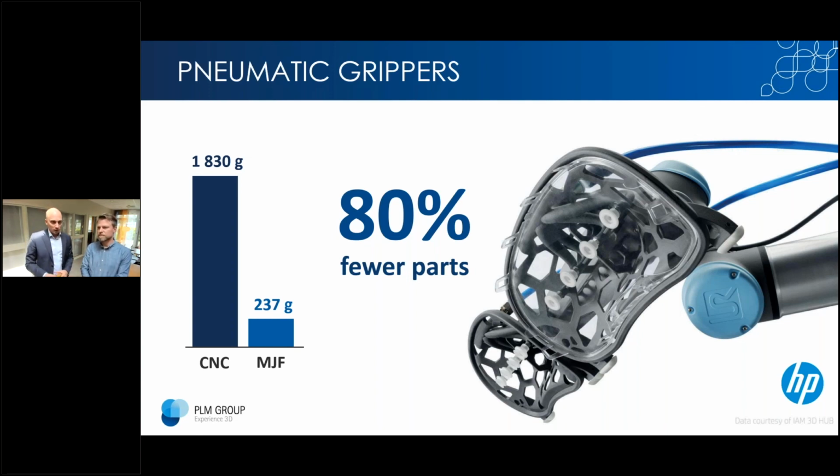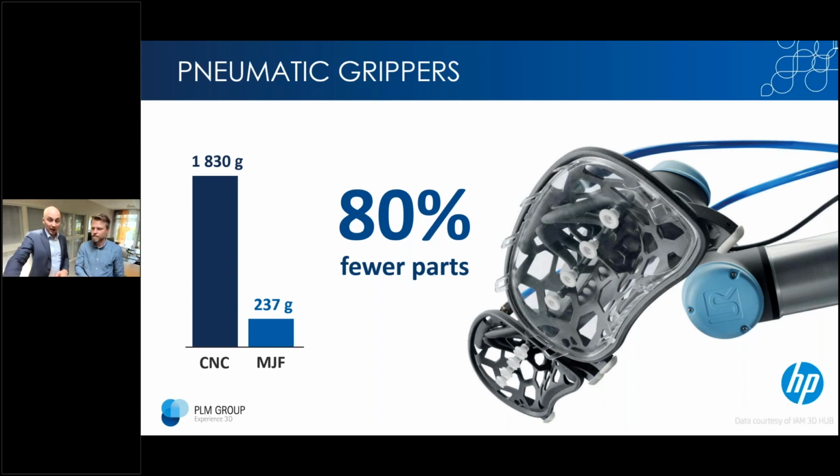You also consolidated a lot of parts into one part. Instead of assembling the gripper with tubes and valves, because this is a vacuum inside, which takes time and costs money, and there needs to be some kind of manual labor to assemble it, the number of parts was reduced by 80%. Oh wow.